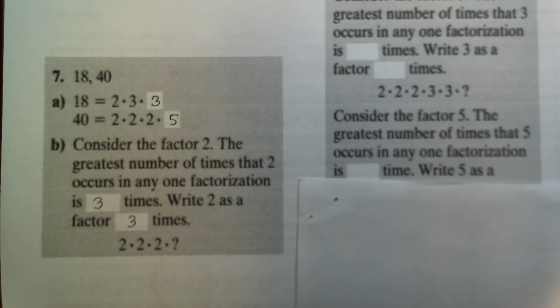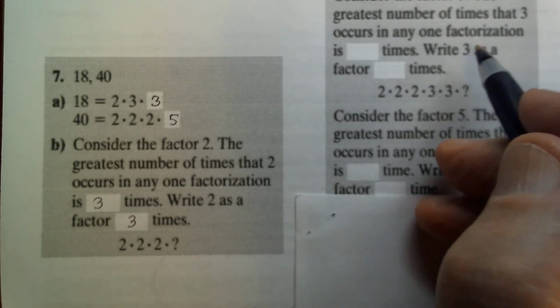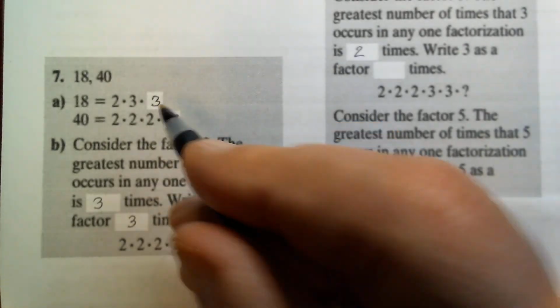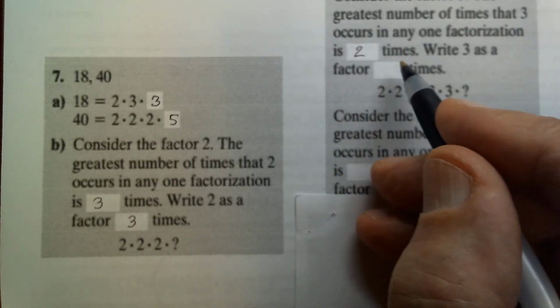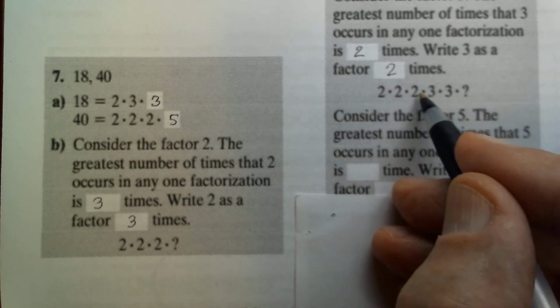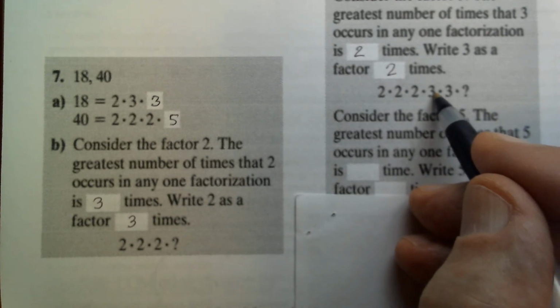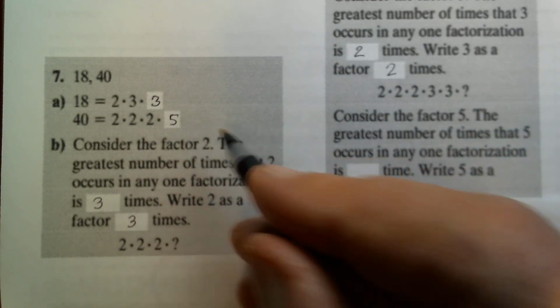Okay, now we're going to continue here. Now we consider the factor 3. The greatest number of times that the factor 3 occurs is 2 times, 3 times 3. Write 3 as a factor 2 times. So we have 2 times 2 times 2 from the previous consideration. Now we write the factor 3 2 times, 3 times 3. And then the other factor is 5.